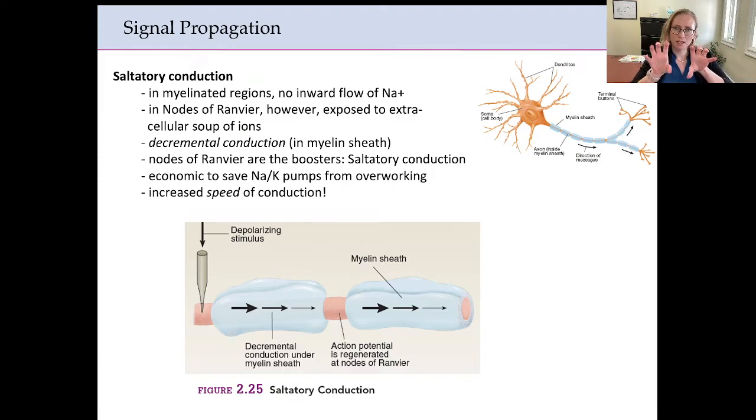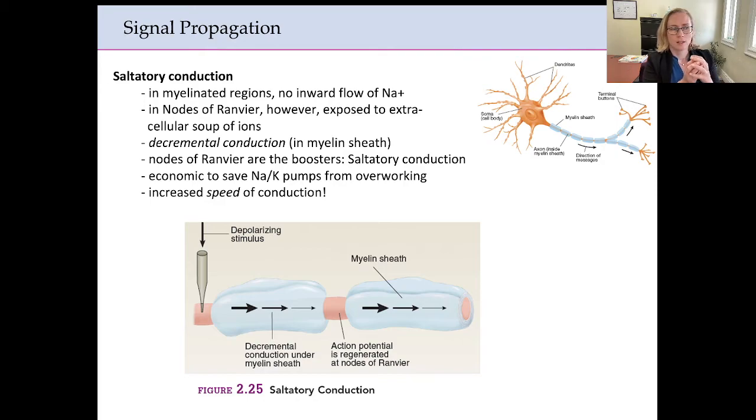Allowing for space like this, think of it like if you like racing games and you go over those little speed sections on the floor where if you drive over that, you're going to get a little speed boost. That's exactly what the nodes of Ranvier are. So in the myelinated regions, in here, no exchange of ions can happen. So no sodium's coming in and no potassium's leaking. It's entirely insulated, which is good so that it doesn't disrupt the action potential.